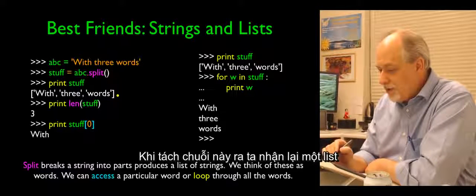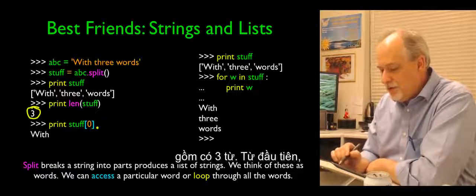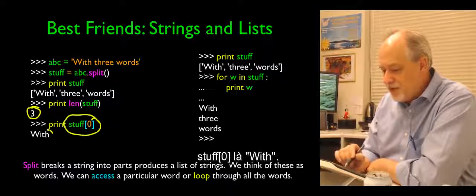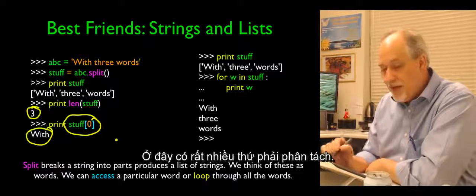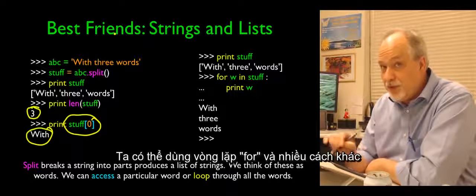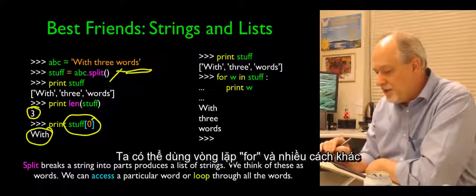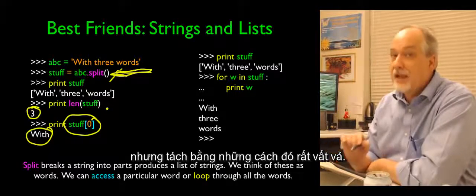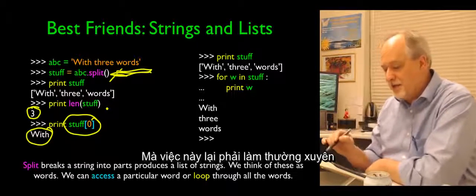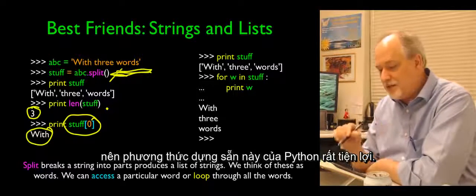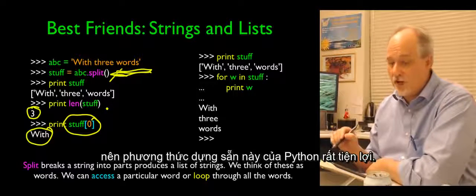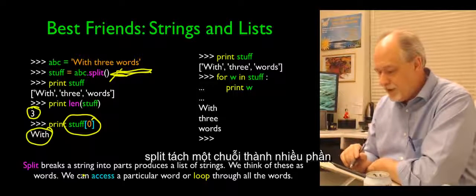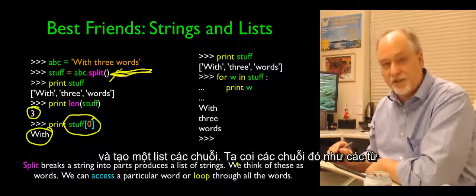So we're going to split it, and we get back a list. There are three words, and the first word, stuff sub-zero, is with. So there's a lot of parsing going on here. We could do this with for loops and a lot of other things. There would be a lot of work in this split. Given that this is a really common task, it's really great that this has been put into Python for us, okay? So split breaks a string into parts and produces a list of strings.